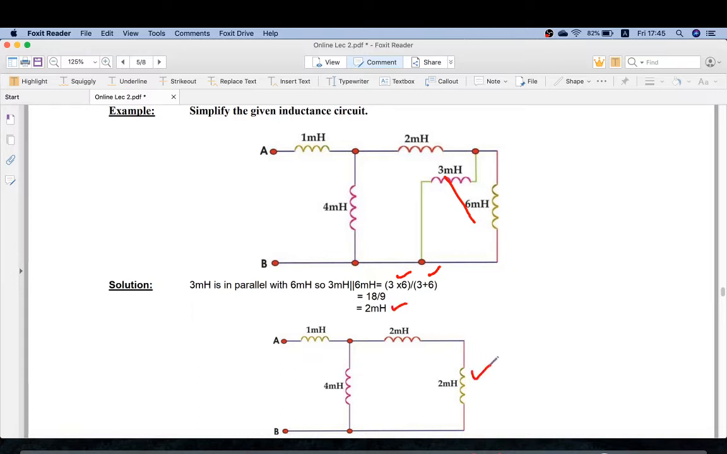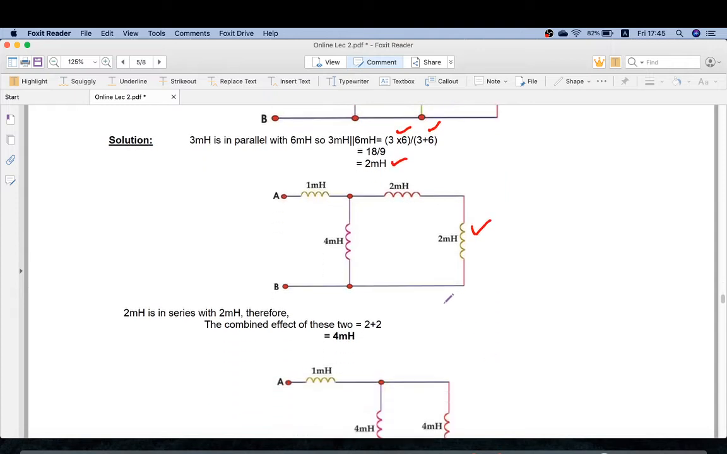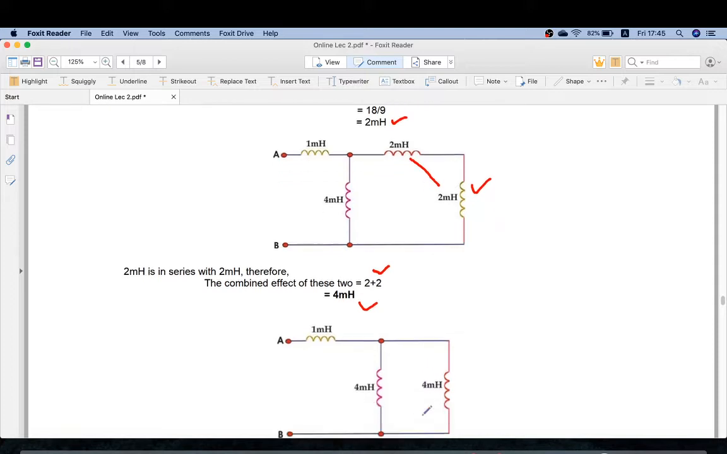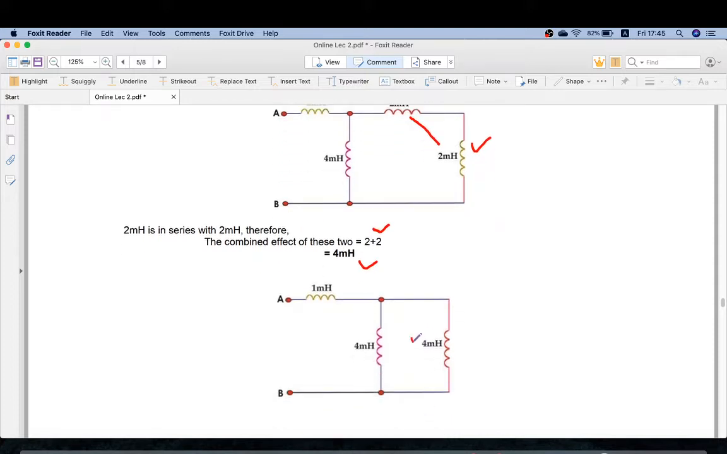Now we see that these two are in series. So when inductors are in series, we just simply add them. So 2 plus 2 is equal to 4. So now we have the remaining 3 inductors: 4, 4 and 1.